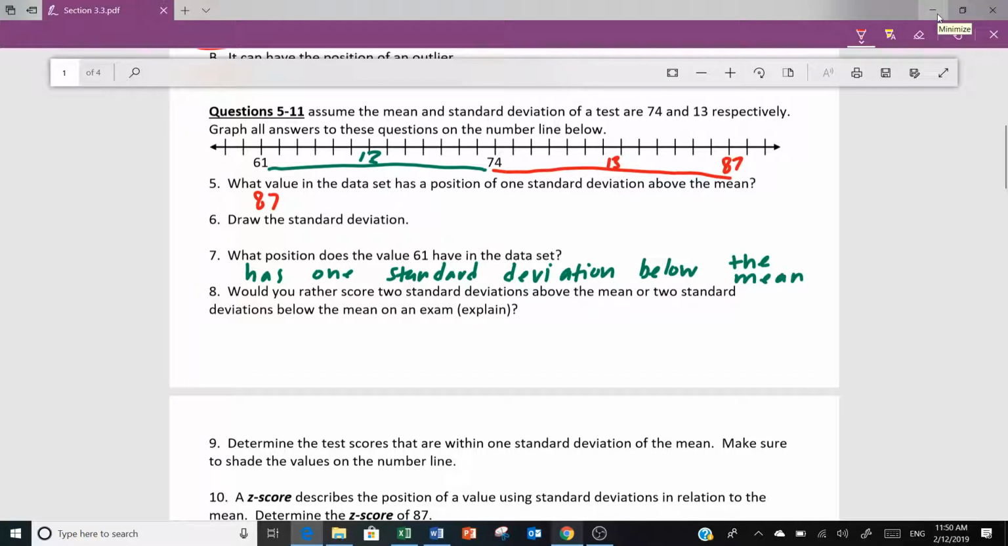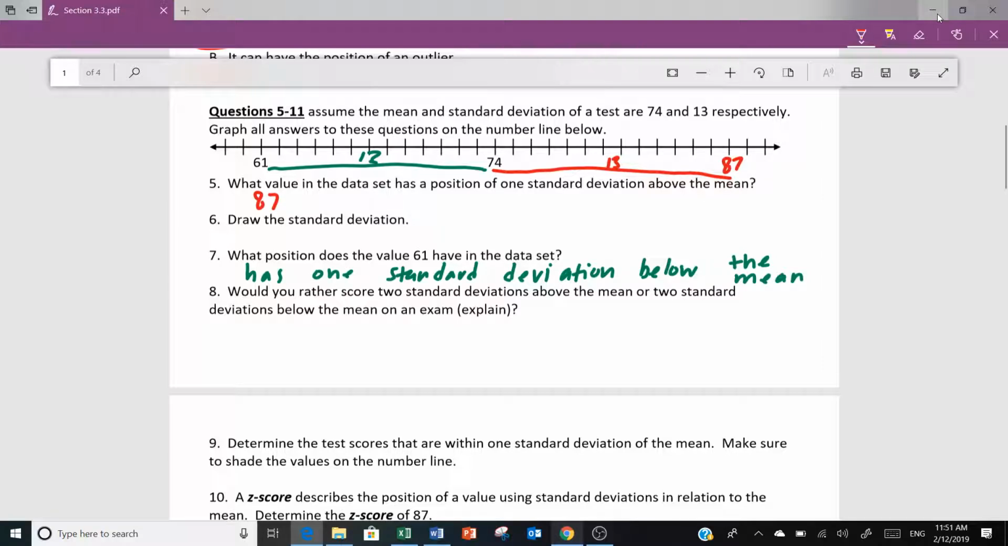Okay, above or below? Do we want to get 2 above? What's 2 standard deviations above the mean? It's 100, and 2 below would be in the 40s. So you don't want to be in the 40s. You want to be 100. So actually, you always want to be above the mean, in terms of standard deviations above the mean, or better than average.